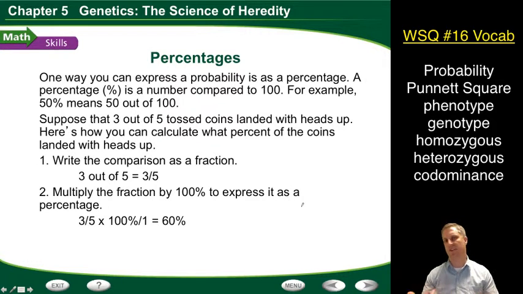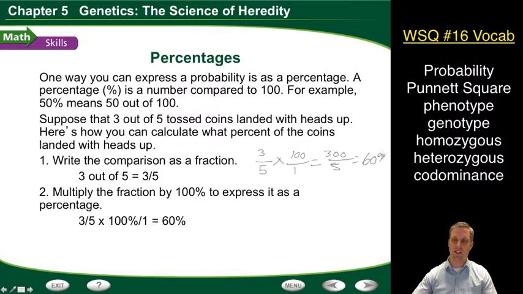So let's take an example. Let's say you had 3 of 5 coin tosses that landed heads up. Here's how you can calculate it. You would write the comparison as a fraction, so 3 out of 5, and then you would multiply that fraction by 100 over 1. That would give us 300 over 5. 300 divided by 5 would equal 60. And you're going to make sure that's 100% over 1, right? So that's how we do it.